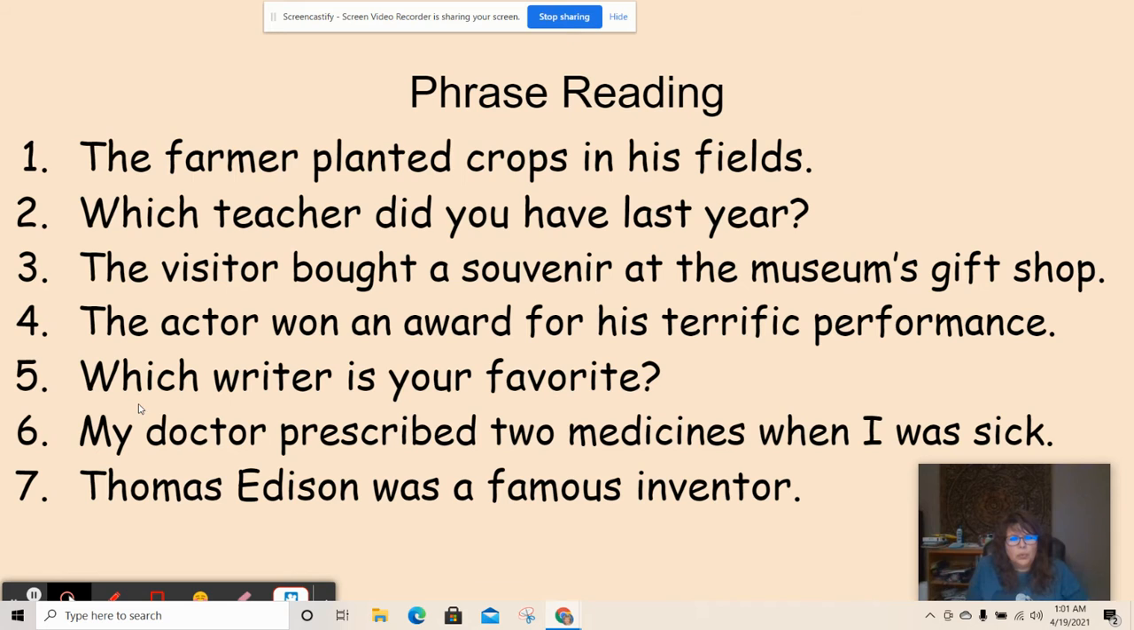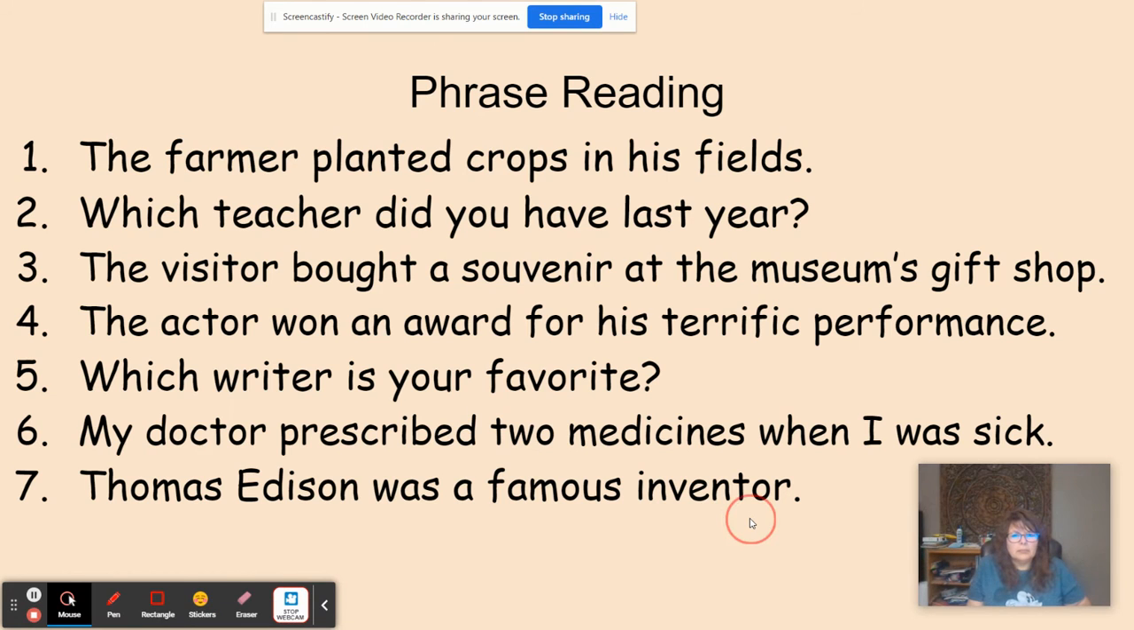Number 5, which writer is your favorite? Writer, someone who writes or one who writes. Number 6, my doctor prescribed 2 medicines when I was sick. Remember the word doctor? It comes from the Latin word, so it doesn't follow the English language. You just have to memorize it. Number 7, Thomas Edison was a famous inventor. Inventor, someone who invents or one who invents.